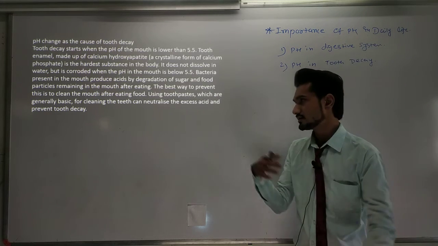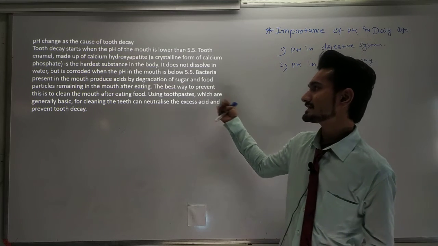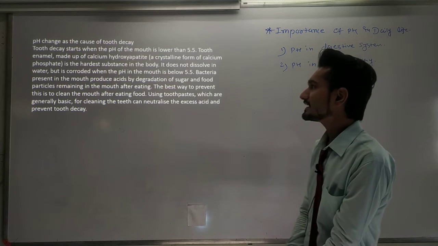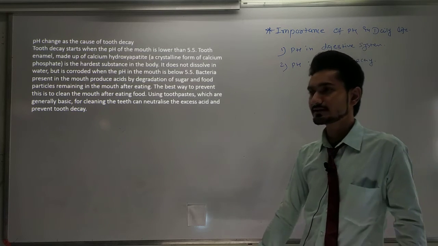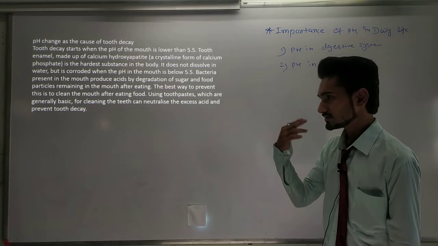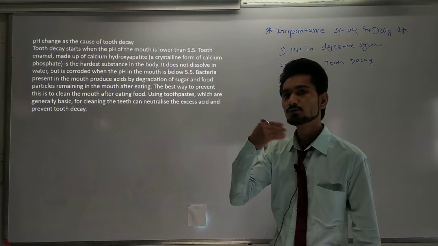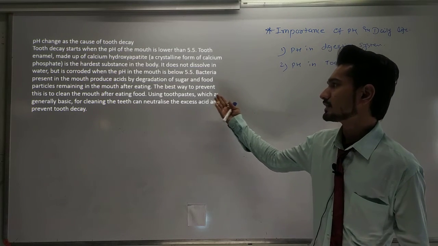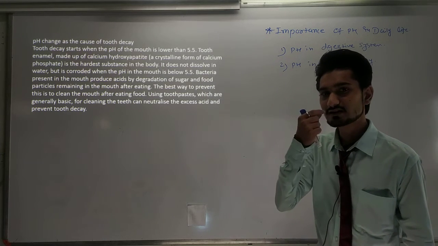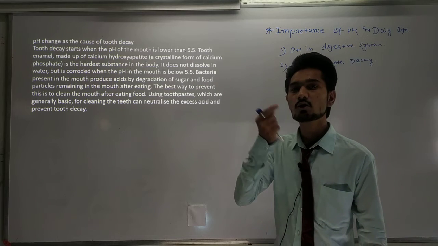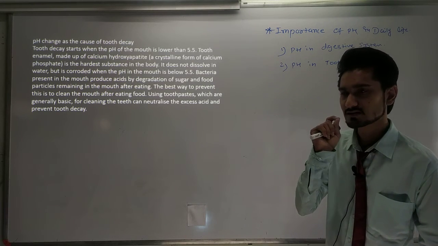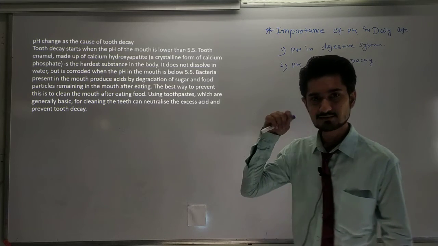Bacteria present in the mouth produce acid by degradation of sugar and food particles. The bacteria present in my mouth, due to the degradation of food and sugar, create acid in my mouth, and this acid causes corrosion in my teeth, because the teeth are made from calcium phosphate.